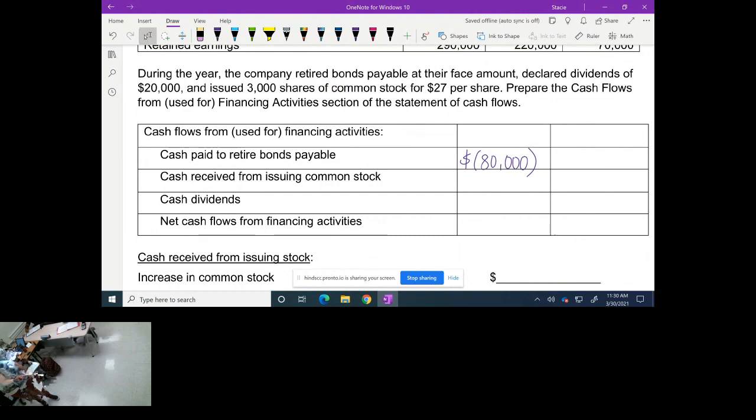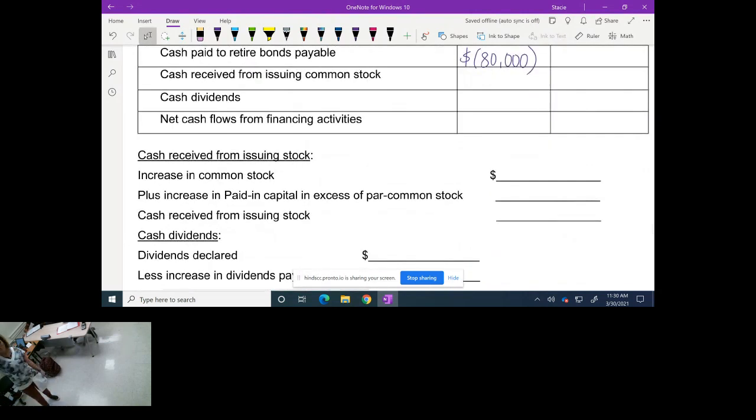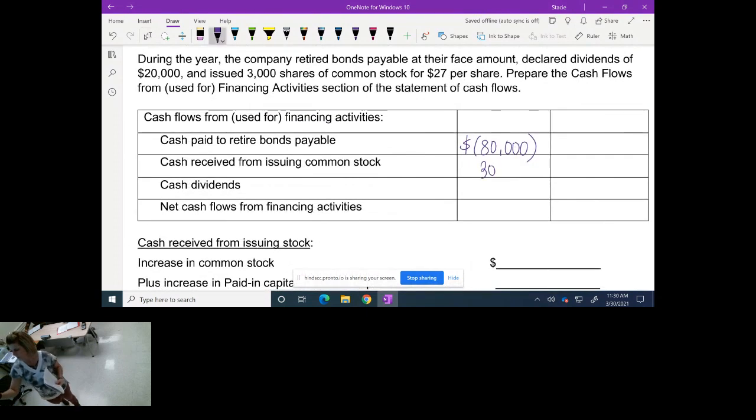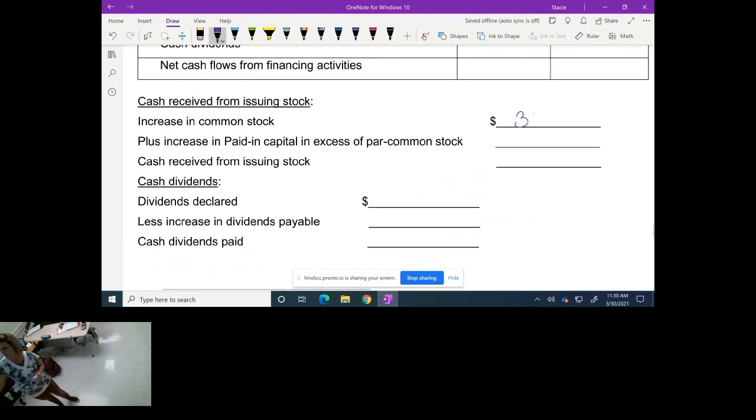All right, cash received from issuing stock. Okay, how do we figure that out? I got you some numbers. So you're going to put your increase in common stock, which is how much? 30,000. How much is your increase in paid in capital? 50,000. So total is 80. Okay, why are we doing that?